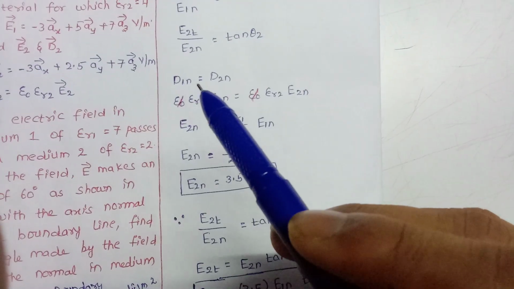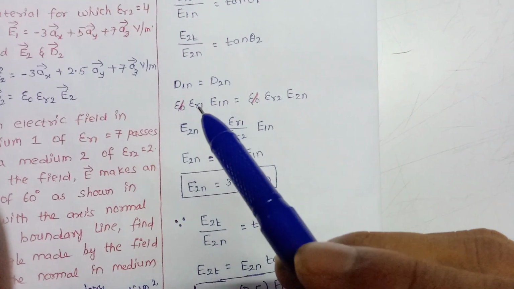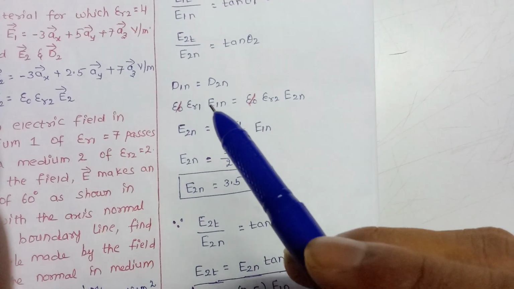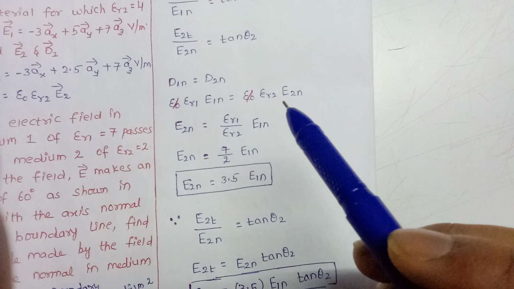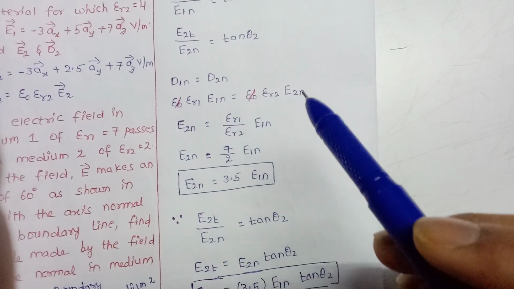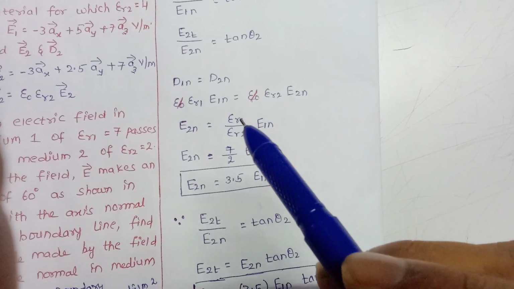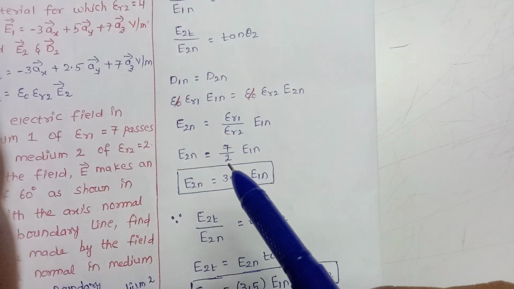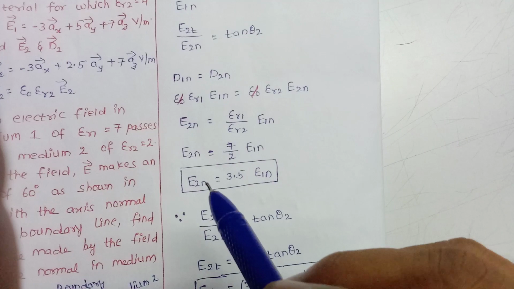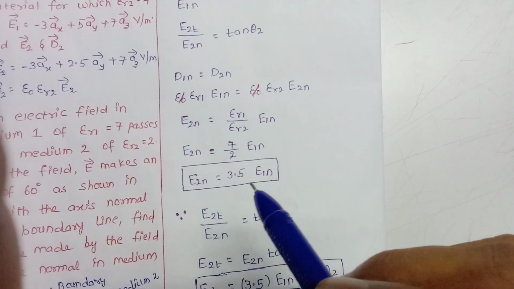See, D1n can be written as D2n, so to find the E2n value I am going to use the second boundary condition. Then epsilon naught epsilon r1 times E1n is equal to epsilon naught epsilon r2 times E2n. Epsilon naught gets cancelled. Then E2n can be written as epsilon r1 upon epsilon r2 times E1n. Epsilon r1 is given as 7, epsilon r2 is given as 2, so it can be written as 3.5 times E1n. Now I have found the value of E2n, that is equal to 3.5 times E1n.